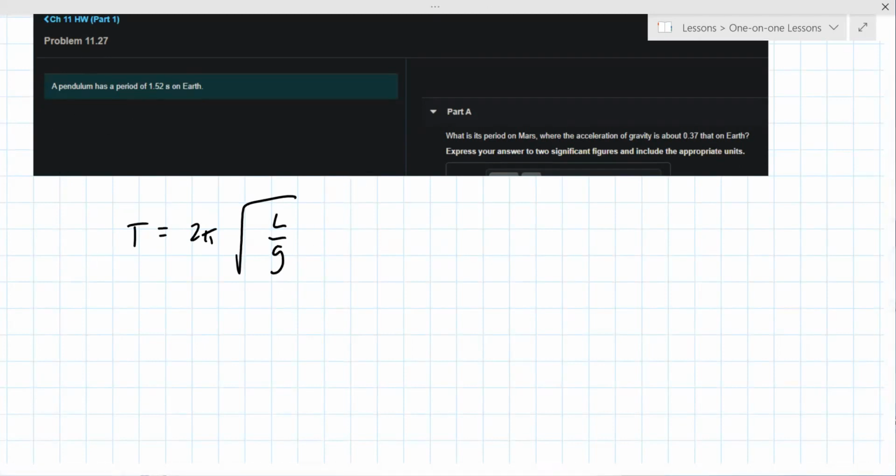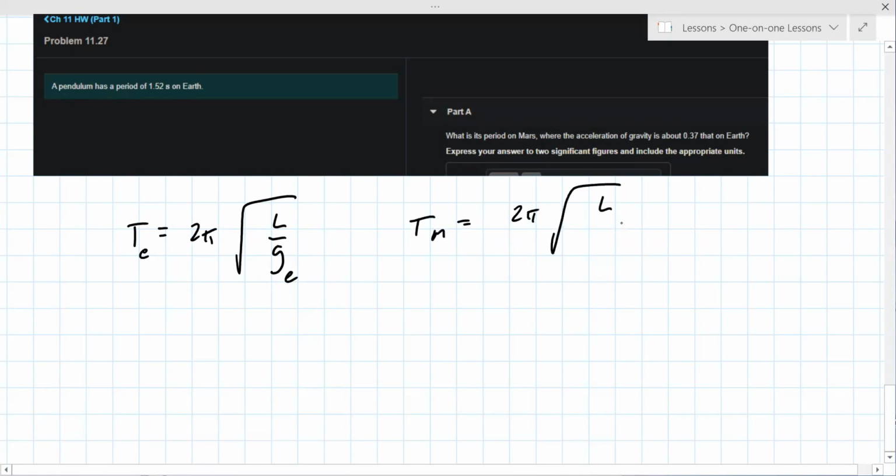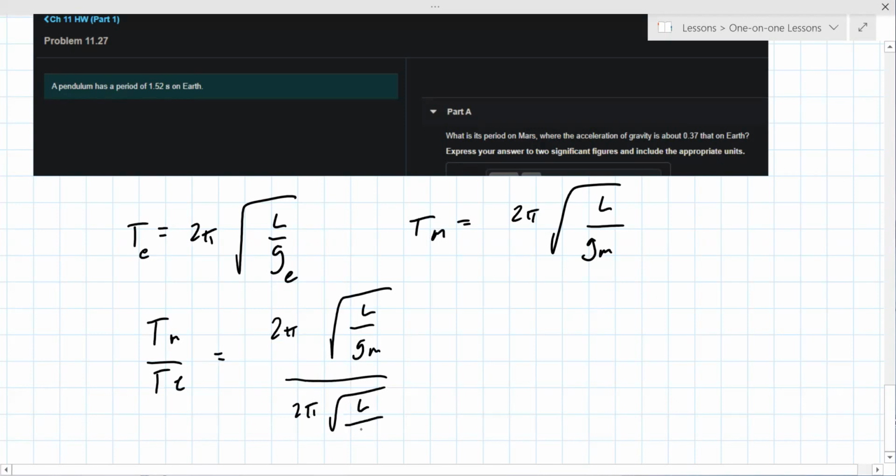And we know that on Mars, we get the same thing, it's the same equation. What they do here is they do one for Earth and then for Mars. So T Mars equals 2 pi square root L over G Mars. And then they take the ratio of Tm over Te, and a lot of things cancel. So it's 2 pi square root L over GM over 2 pi square root L over GE. What's L stand for in this case? Length of the pendulum. So these cancel, the L's end up canceling, and there's a flip, so you get the square root of GE over GM.